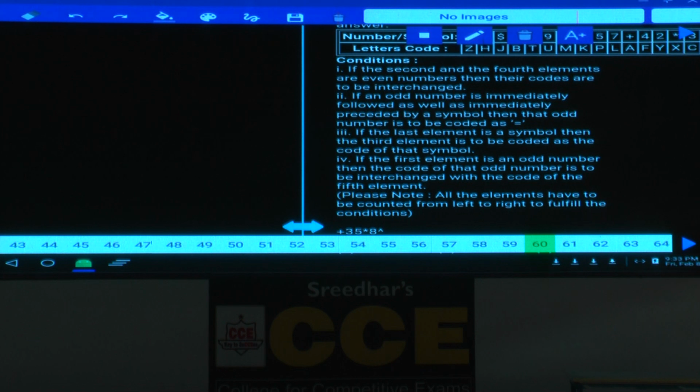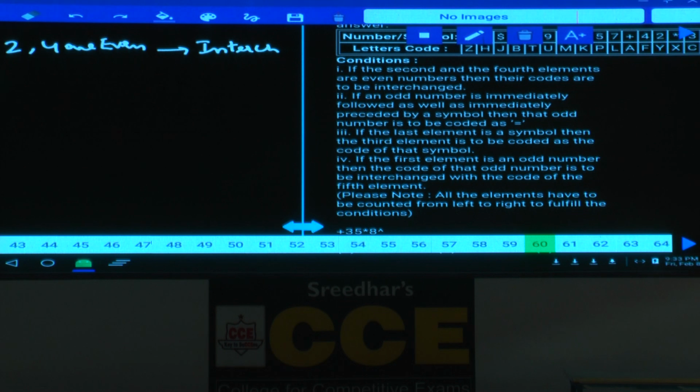The second and the fourth elements are even. According to the first condition, if the second and fourth are even, then their codes are to be interchanged. Now this is how we need to represent the data: if the second and the fourth elements are even numbers, then interchange the codes of these two.